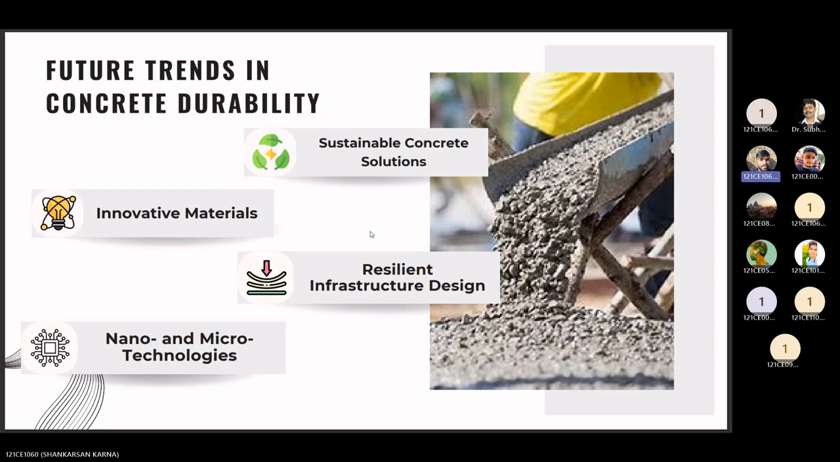The next future trend is nano and micro technology. Integration of nanotechnology and microtechnology into concrete materials and construction practices enables the design of concrete with different properties at the molecular and microstructural level. Nanoparticles and nanofibers can enhance mechanical properties such as durability and improve particle dispersion, reinforcement, and surface modification.